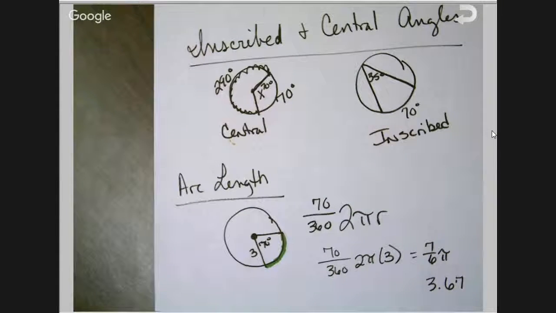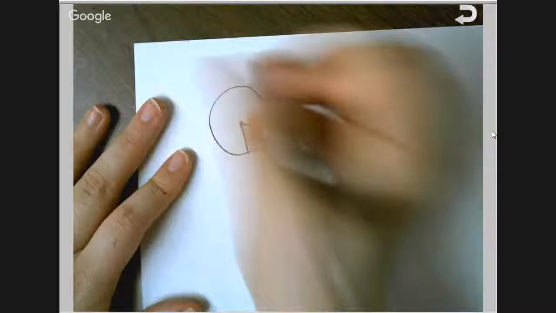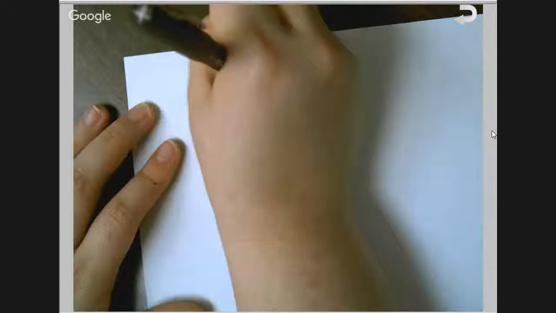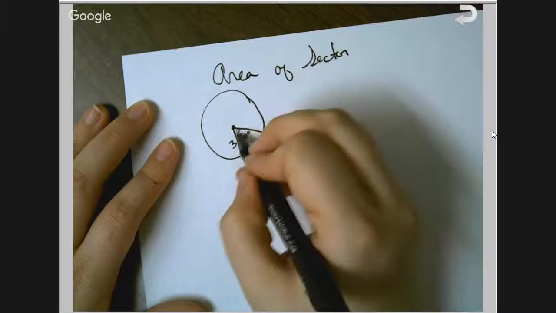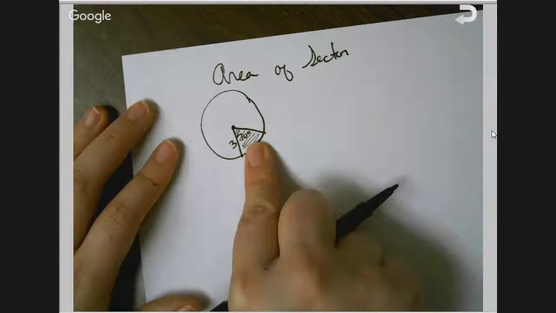Okay. Same concept, but with area of a sector. We're not going to find the area of the whole circle. We just want to know the area of a portion of it. So you would take whatever the degree is. We'll say 70 also, and 3. We'll use the same example, but this time I don't want the length of the arc. I want the area of the sector, which means I want the area of this little piece.